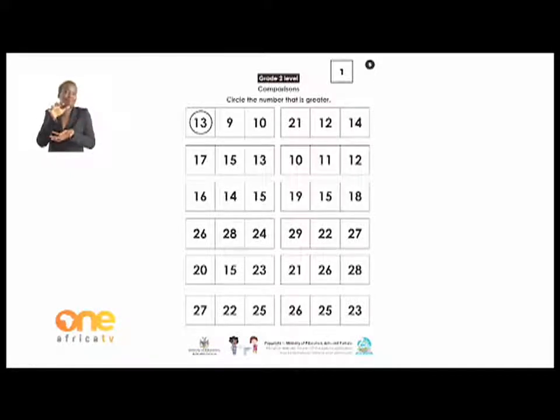Now let's quickly look at the next box. Next to the 10, we have a 21. We have a 12 and we have a 14. Now, between those three numbers, which one do you think is the biggest one?